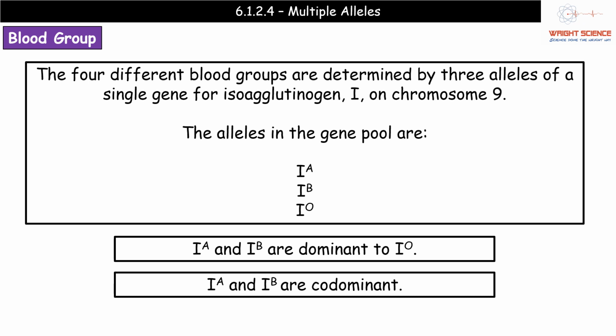We also have a second statement here that IA and IB are codominant. So what we can see by this, remember our definition of codominance is that if those 2 alleles are present, they both contribute to the phenotype. So this, if we think back to our blood groups, if we happen to have IA and IB present, then that's going to give us that AB blood group. So we've obviously got IA, we've got IB, they're both contributing to that final phenotype.